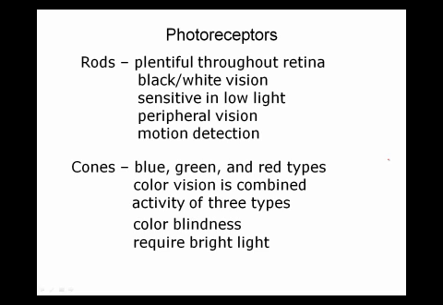Cones do require more intense light, so if you just think it is very difficult, for example, to distinguish color in a very dimly lit room, there's simply not enough light present for the cones to be active. And these are most plentiful in that fovea centralis that we saw in the diagram a moment ago.